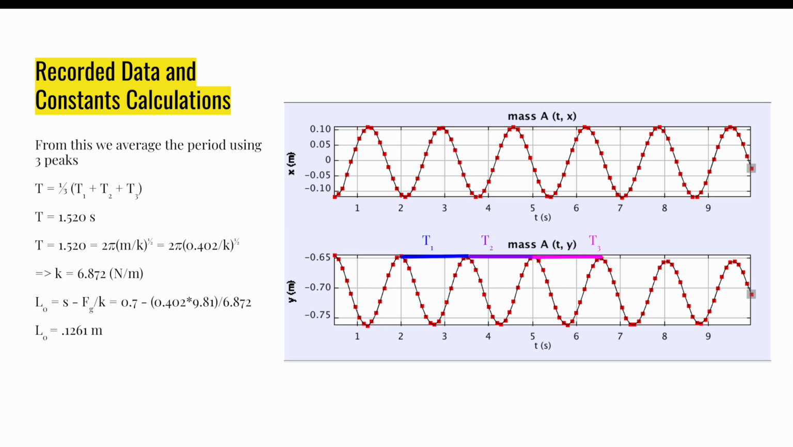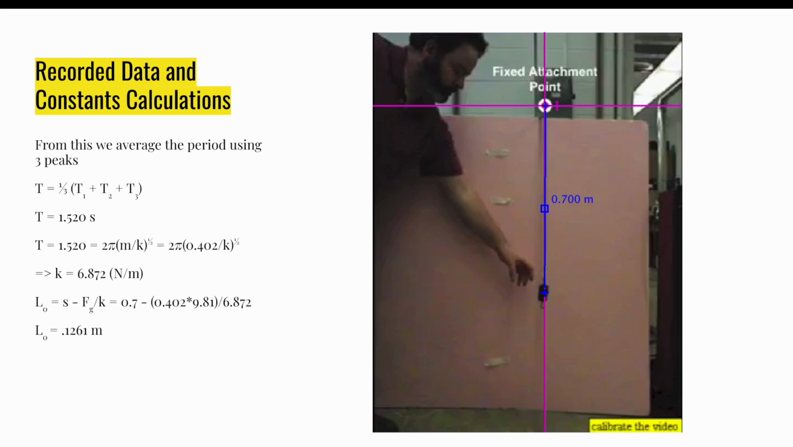And from there, we used another calculation, which is the period is equal to 2 pi times the square root of mass over the spring constant. So plugging in the values, we found that our spring constant was 6.8872 newtons per meter. And for our relaxed length of the spring, we know the displacement is 0.7 meters, as given to us in the video. And then we know that the relaxed length is equal to the displacement minus the force of gravity over the spring constant. So plugging in values, we find that the relaxed length of the spring is 0.1261 meters.